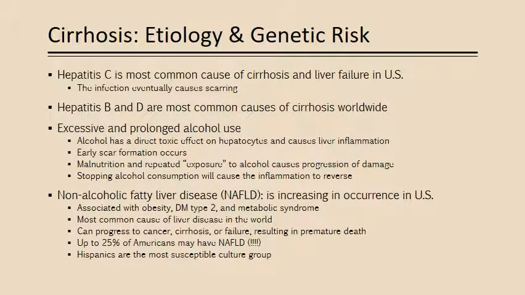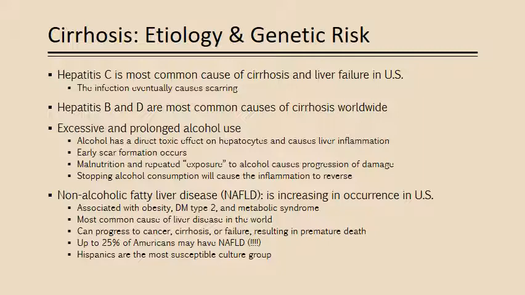The etiology of cirrhosis and the genetic risk we'll discuss briefly here. Hepatitis C is the most common cause of cirrhosis and liver failure in the United States. So it's not really the alcohol, it's hepatitis C. This infection eventually causes scarring, and you will see later on that hepatitis C infections are on the increase in our country. We'll discuss that in a minute. Hepatitis B and D are the most common causes of cirrhosis worldwide. We don't have D here, but B we do have, and we'll talk about that shortly.